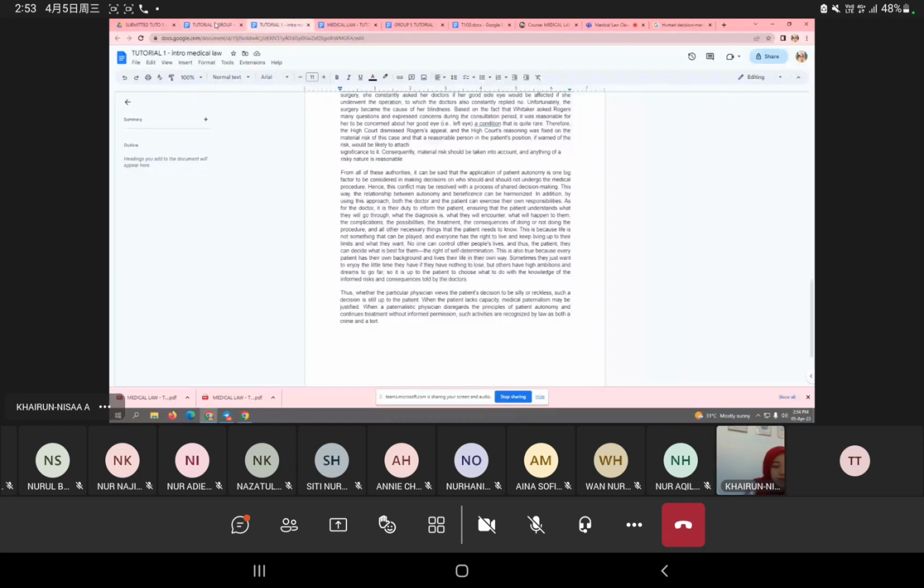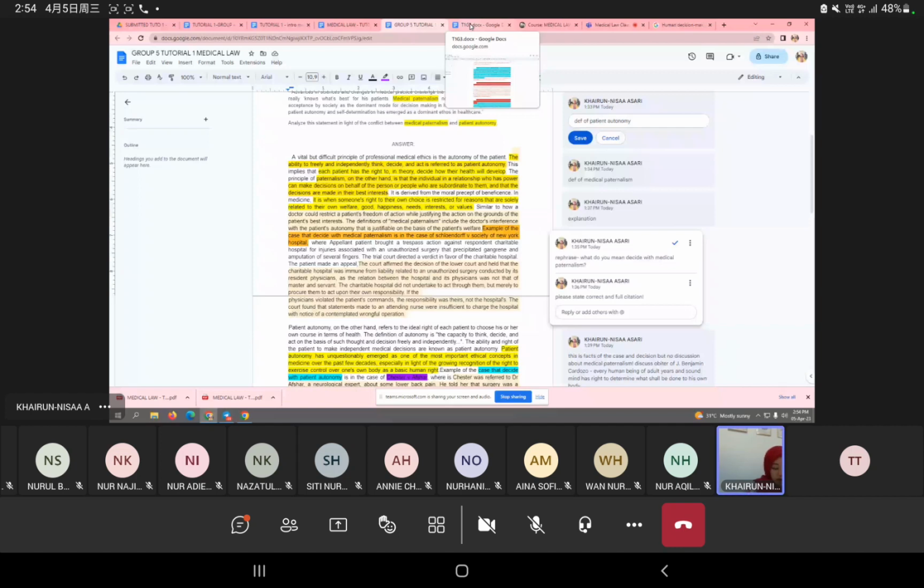So I'll finish checking all your tutorial answers later, and I'll put it in italic. Basically, what you need to know is that a definition is supposed to be simple, short and sweet. Define the two terms, medical paternalism and patient's autonomy. Give elaboration, give an example, a very simple example. You can give your own example. If you don't know that, you can quote from a case.